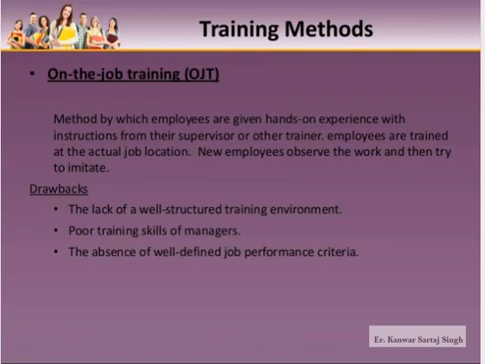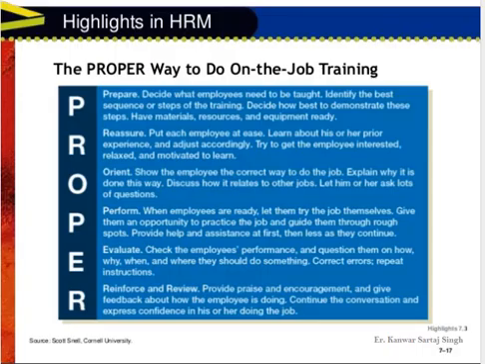Now we'll come on to training methods. First is on the job training, a method by which employees are given hands-on experience with instructions from their supervisor or other trainer. Employees are trained at the actual job location. New employees observe the work and then they try to imitate. Whenever employees are working and training is imparted to them during that time, that comes under the category of on the job training.